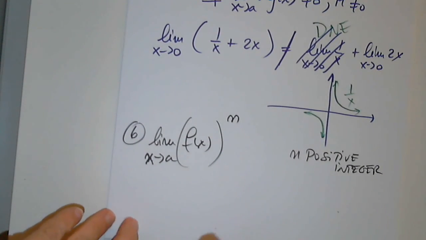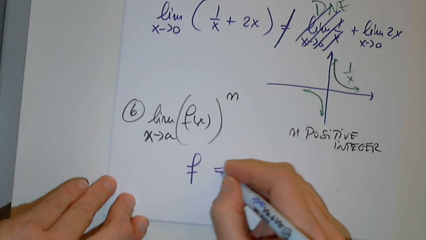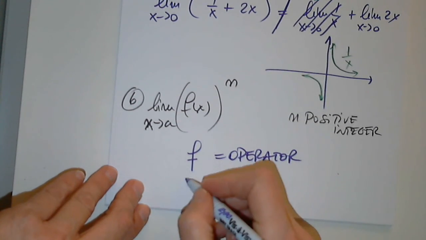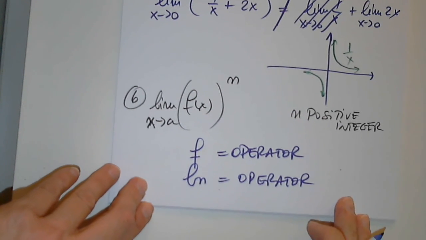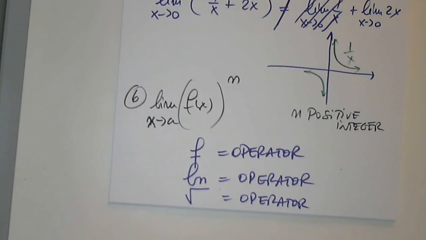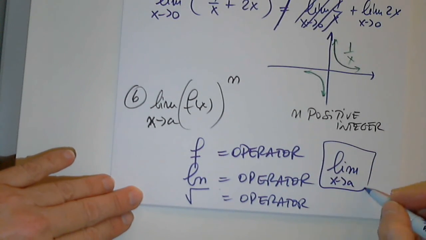Okay, let me explain something here. This notation is an operator. This notation is an operator. This notation is an operator. Of course, they're different. The first one is a function that I don't know. The second one is natural log, which is an operator or a function. The third one is a square root function, which is also an operator. But so is this. This is also an operator.